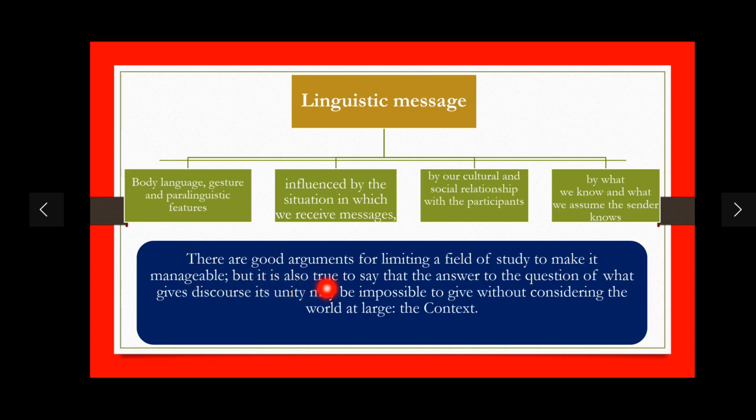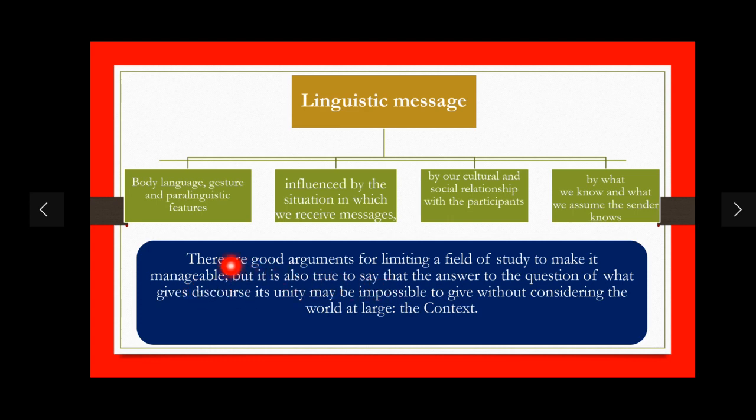But it is also true to say that the answer to the question of what gives discourse its unity may be impossible to give without considering the world at large, the context. So it means that the context is very, very important in order to give unity to the text or discourse. So that's why we cannot ignore the context.